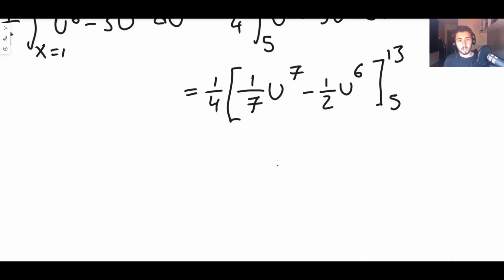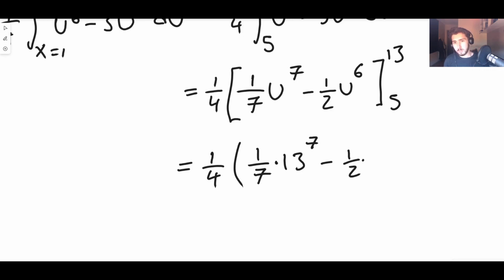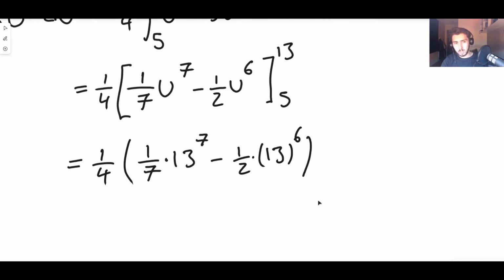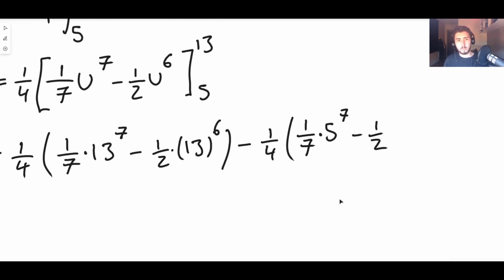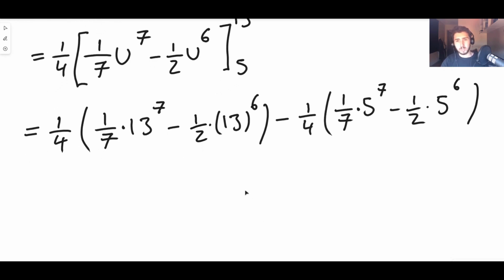Okay, I'm regretting not having a calculator on me right now, but we're going to end up with 1 over 7 times 13 to the power of 7 minus a half times 13 to the power of 6. And then we're going to take away from that, let's see if we have space over here. Yes, we do. We're going to take away a quarter, and then the same thing again. So 1 over 7, but this time it's going to be 5 to the 7 minus a half multiplied by 5 to the 6. And I'm going to do all of that on a calculator, and I'm going to tell you what the answer is.